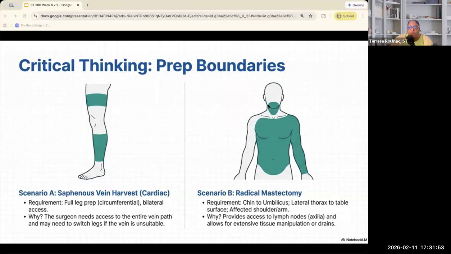Now, this prep here extends from the chin and it goes past the umbilicus, right? We're looking at a radical mastectomy. And it's also prepped laterally from the thorax to the table surface because sometimes they have to get to lymph nodes and do extensive tissue manipulation. And a lot of times the drain may be nowhere near, or farther away from, the site. So they want to have space, okay, for the just in cases. Does that make sense? Because I have seen concepts on that.